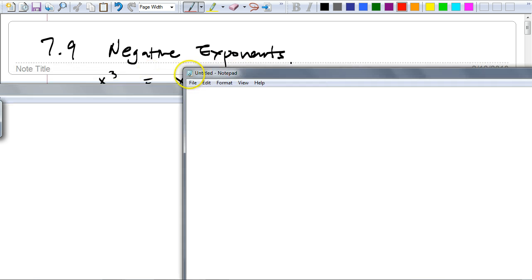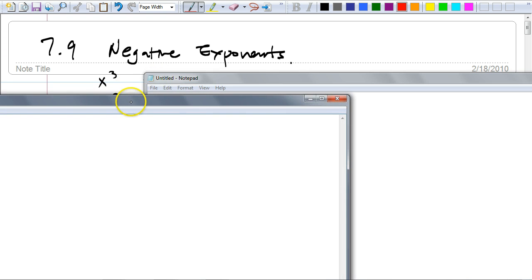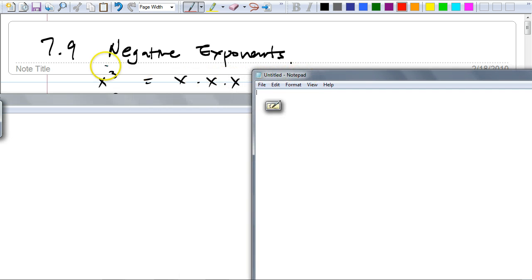First of all, if you see x to the third power, okay? What does that mean, Samuel? It's x times x. Correct. It means multiply x 3 times. That's what the exponent tells you to do with that base, right?